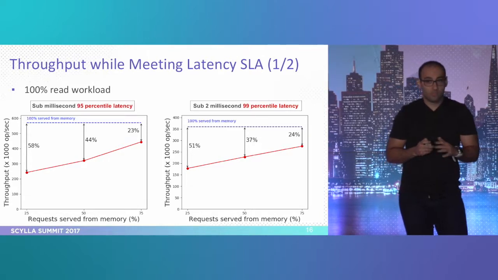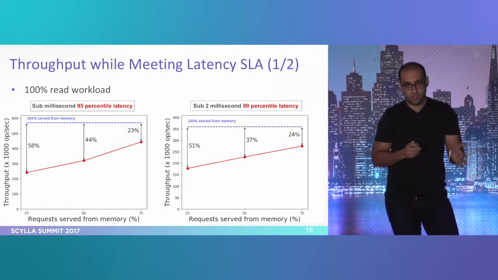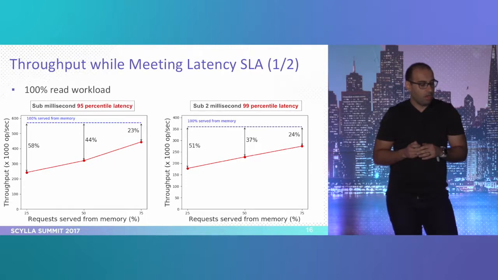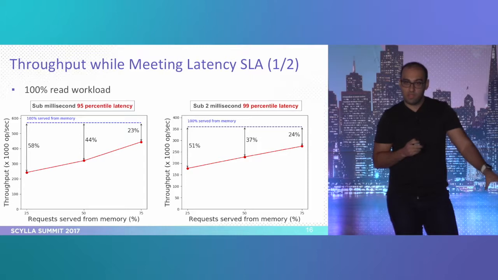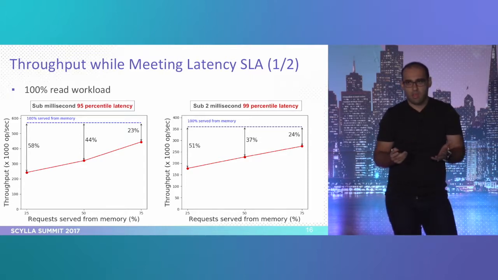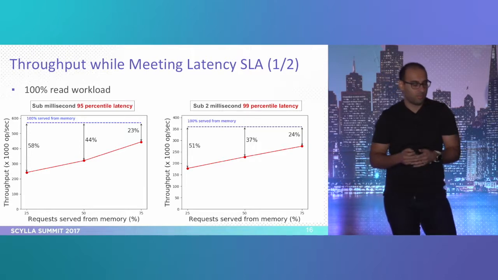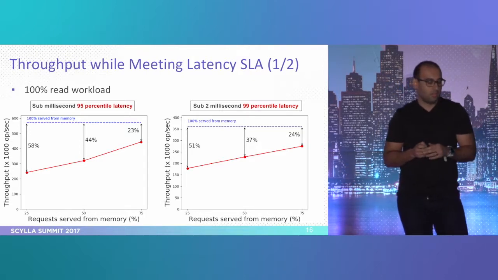So in the most extreme case, where 25% of the requests are served from memory, the difference between that blue line, which is in memory, basically everything served from memory, is 58%. And then it keeps shrinking when we have more requests served from memory. In the extreme case, we're at 58. But in most cases, we're talking about 50% or more served from memory. So take that middle point: 44% is the difference between serving from Z-SSD versus serving everything from RAM. And finally, when 75% are served from memory, the difference is 23.